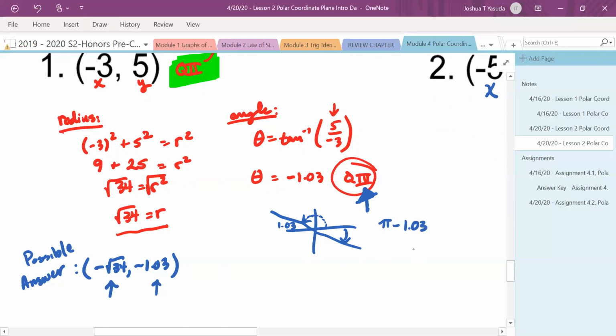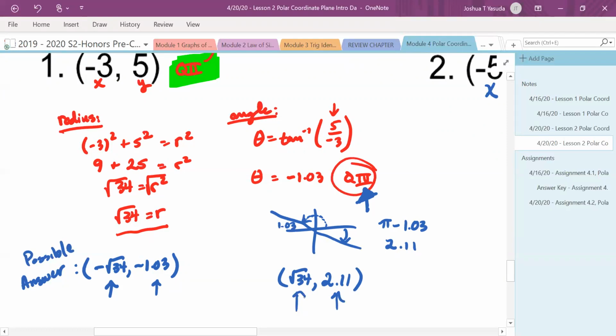And so if I do that in my calculator real quick, pi minus 1.03, I get 2.11. Then I could keep the radius positive, square root of 34, and the angle is 2.11. That makes it a quadrant 2 angle with a positive radius, so it stays in quadrant 2.